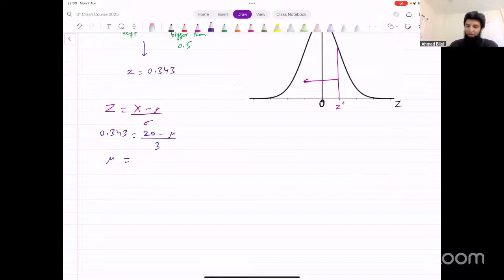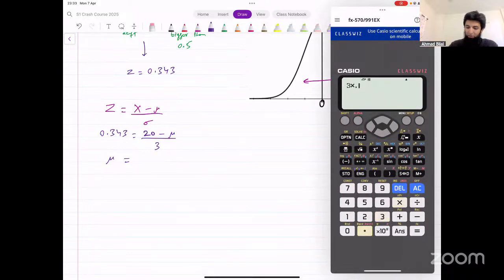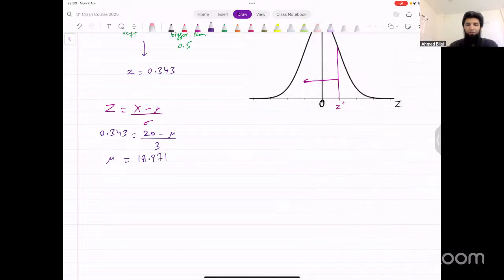You can see what that turns out to be. 3 times 0.343, and then 20 minus that. This turns out to be 18.971. That's the mean of this normal distribution. If you want to round it off, that will be 19.0 to 3 significant figures. I can write this in full as well. That's your final answer, because this is an exact answer. You can write all decimals like this.